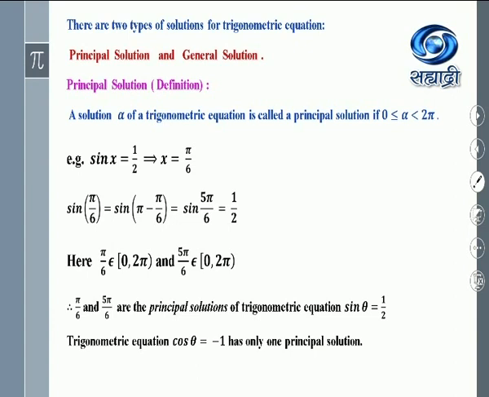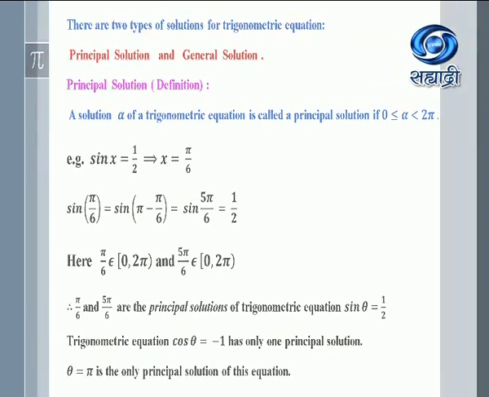Similarly, if we consider another equation, say cos theta equal to -1. Now, find the angle theta for which cos theta is -1, keeping in mind that theta is less than 2 pi and greater than or equal to 0. So again, we will have to recall the figure: first quadrant, second quadrant, third quadrant or fourth quadrant, or the angle may lie along the coordinate axis also. So here cos theta equal to -1 is possible for theta equal to pi. You know cos 180 degrees is -1. So we write theta equal to pi is the only principal solution of this equation.